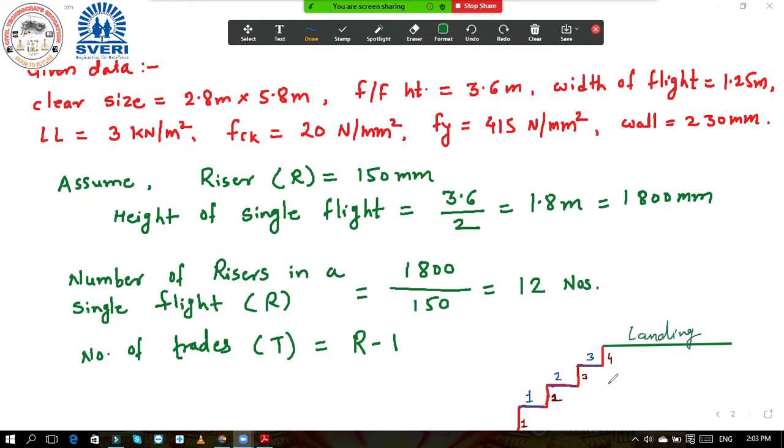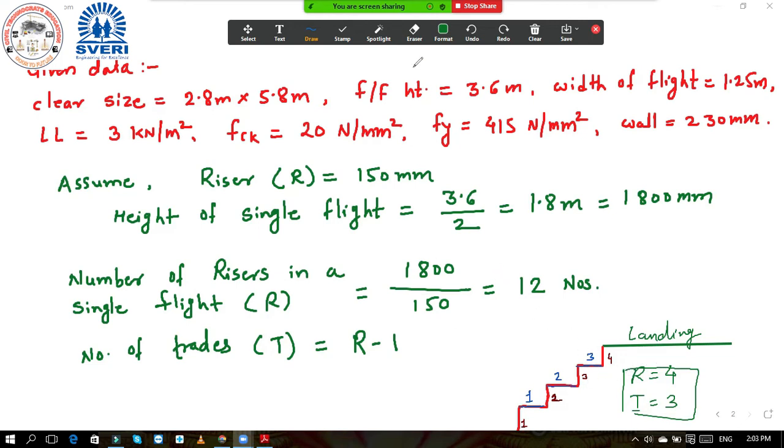Okay, so generally if you find over here, how many risers are there? 4. And how many treads are there? 3. So in every case you will find this. This is just an example which I have told to you. So in short, we can say that whatever the number of risers is, if you subtract 1 from that, you will get the treads, per flight for this dog-legged staircase.